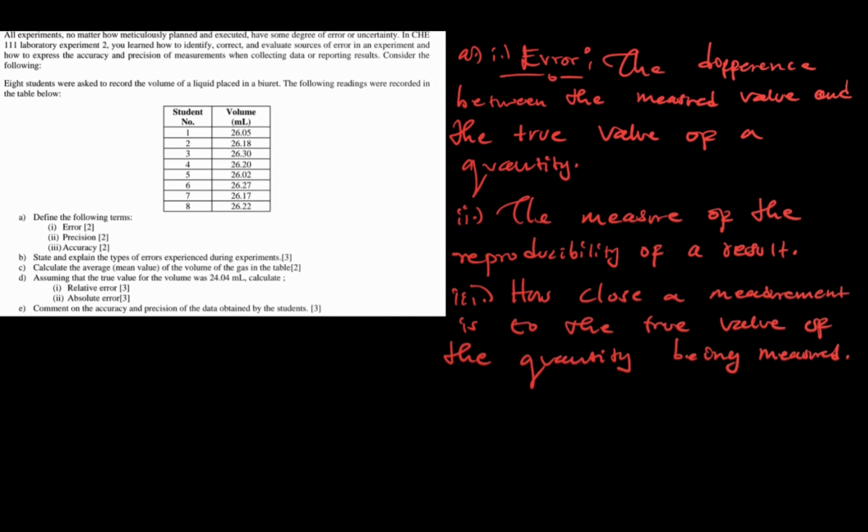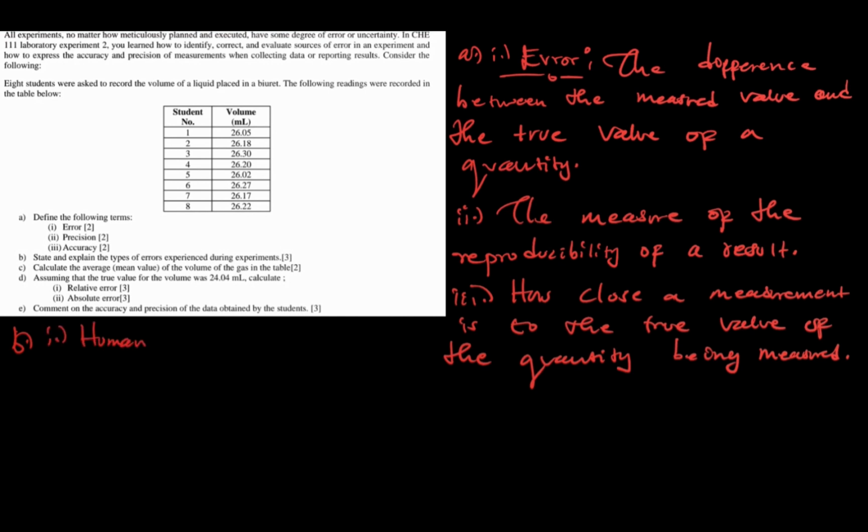All right, now if you look at part B, it says state and explain the types of errors experienced during experiments. Now, what types of errors are there? We need to state and explain them. So basically, we can start with the first error that is quite common, which is called human error.